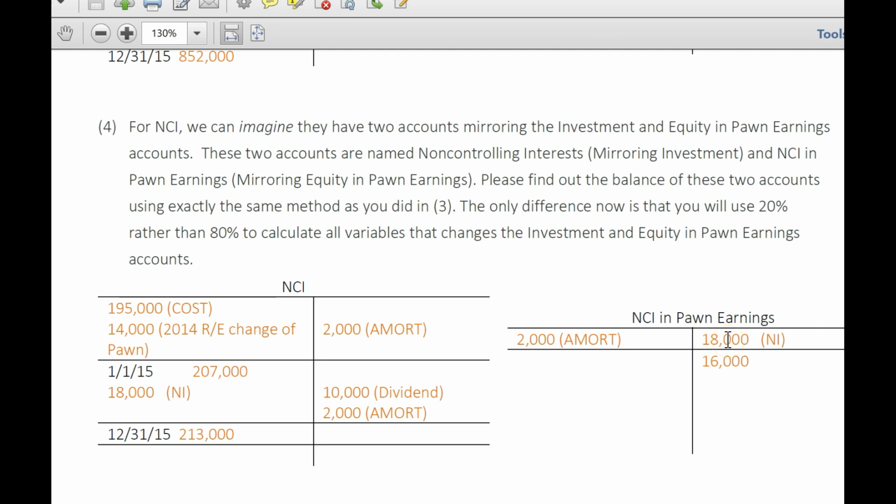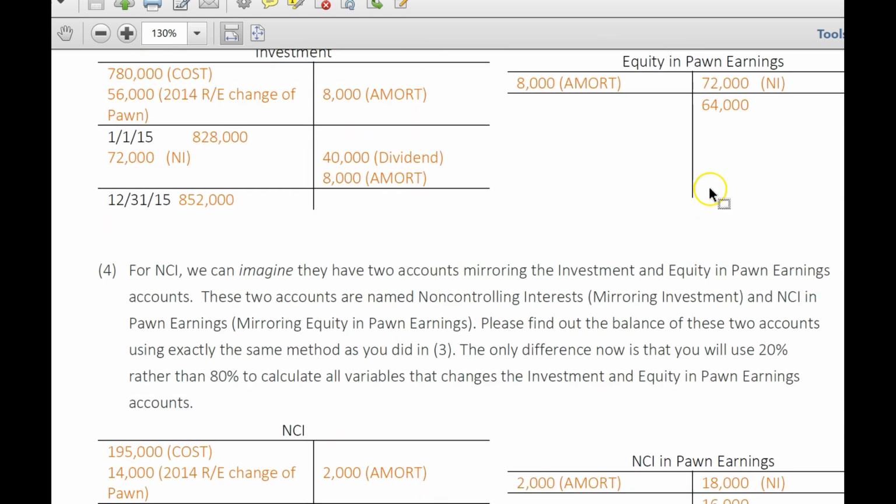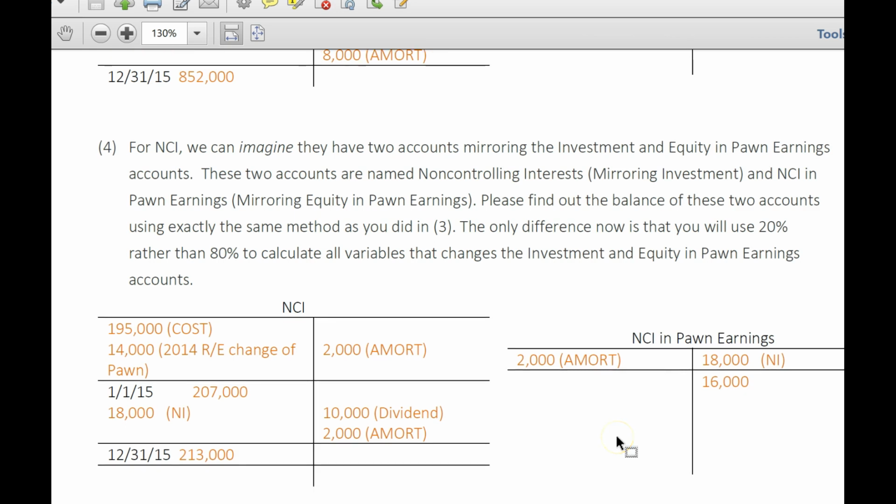NCI in subsidiaries' earnings is the same. It's the net income minus amortization, but also 20%. That gives us 16,000. Now you can see these two accounts perfectly mirror each other, right? But these are just for our discussion purposes. You can use these T accounts to derive your NCI and NCI net income very conveniently.